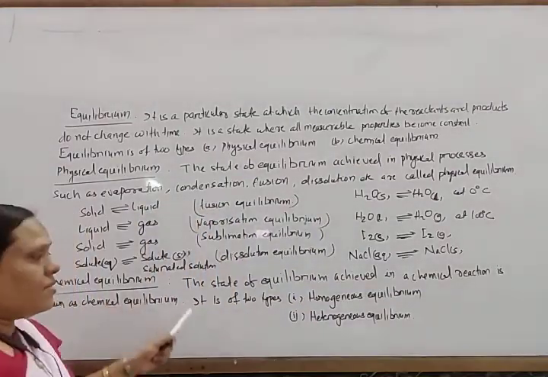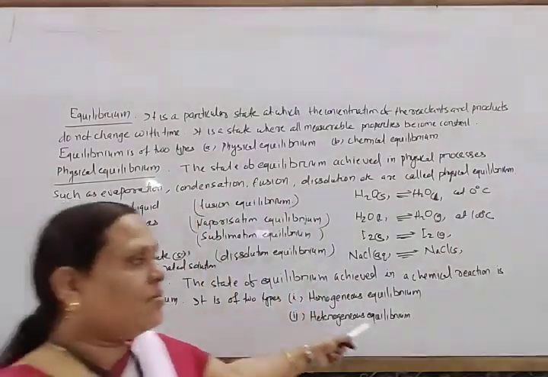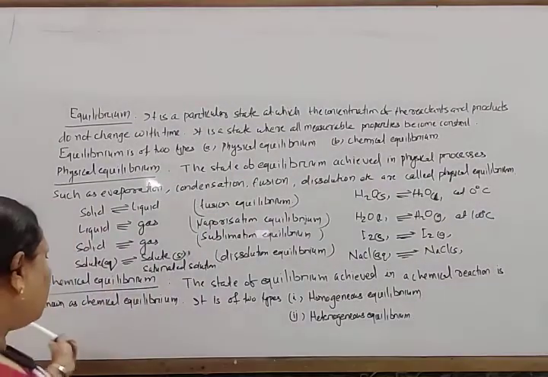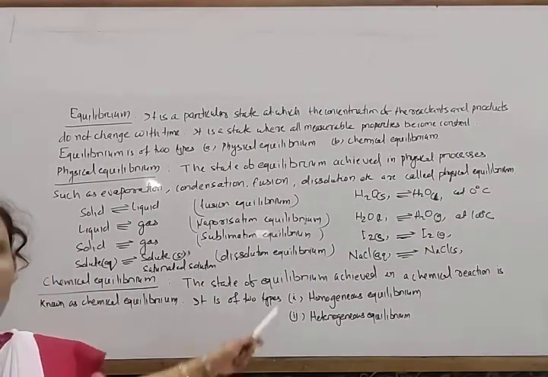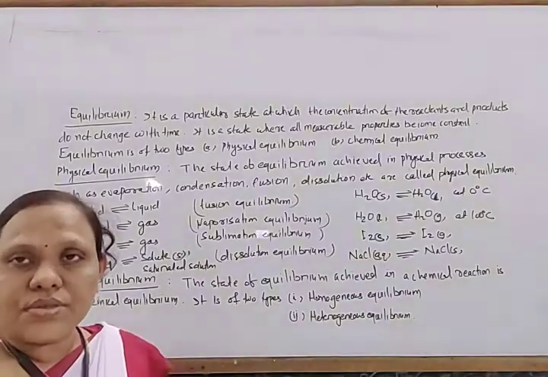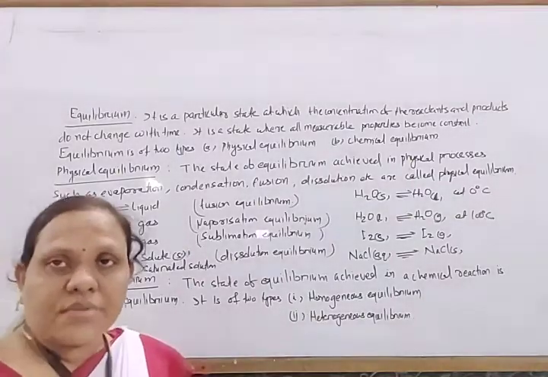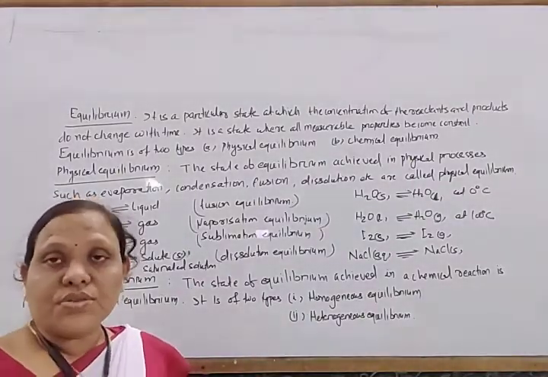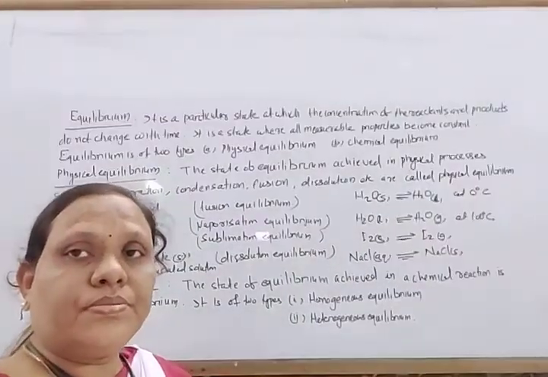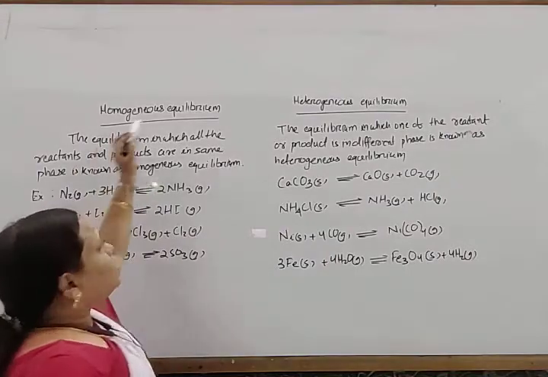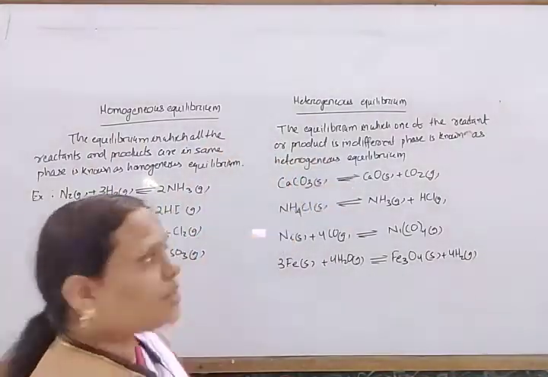Next, chemical equilibrium. The state of equilibrium achieved in a chemical reaction is known as chemical equilibrium. It is of two types, homogeneous and heterogeneous. So look at some examples of homogeneous and heterogeneous equilibrium. Then, what are the characteristics of equilibrium?